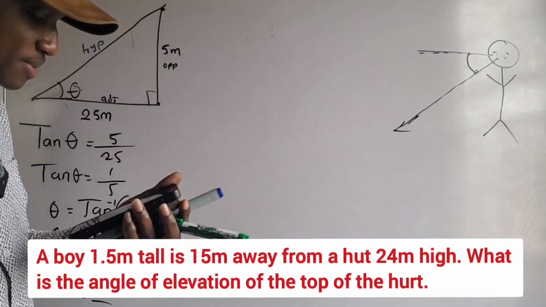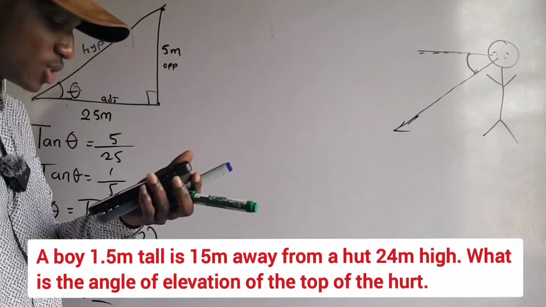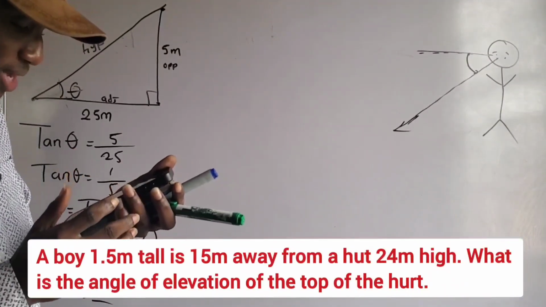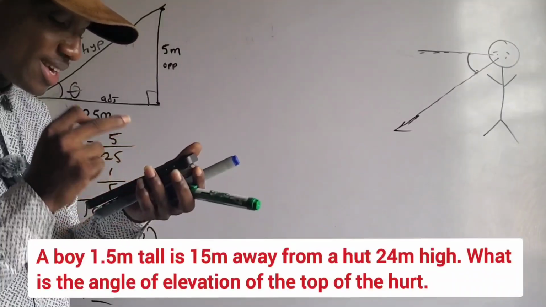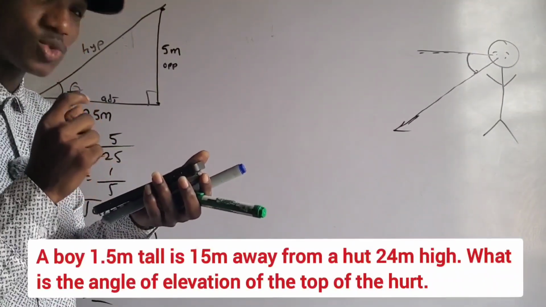A boy 1.5 meter tall is 15 meter away from a tower 24 meter high. This is another question under angle of elevation. Are you getting it?